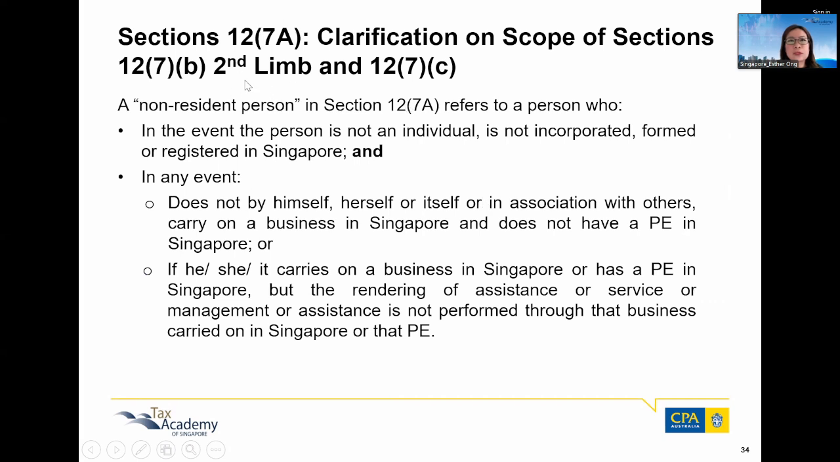So same as Section 12.6A, we also define terms like non-resident person in 12.7A. This is actually the same as 12.6A.